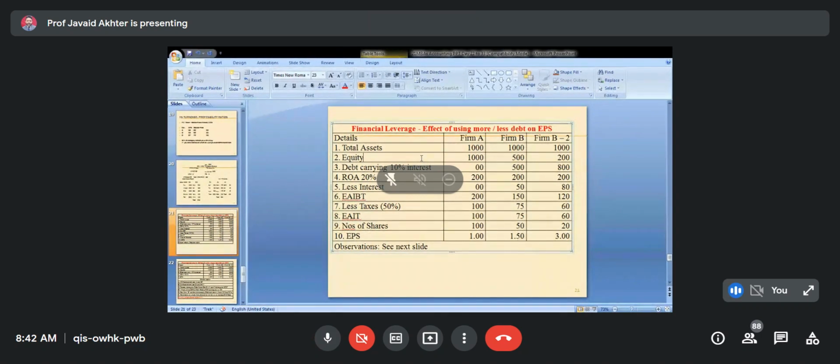1,000 in case of A and 500 in case of B. So naturally, it is impossible to have assets and liabilities unequal. So we have assumed the third point, debt carrying 10% interest. In case of A, it is 0. In case of B, it is 500. Only then asset will be equal to capital plus liabilities.